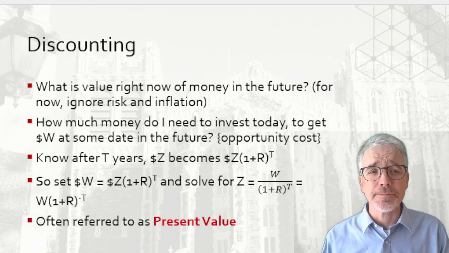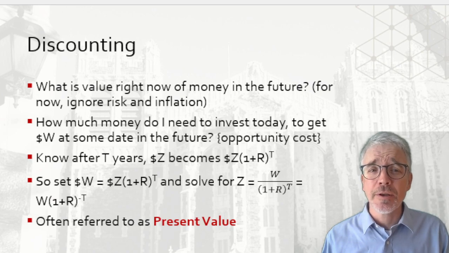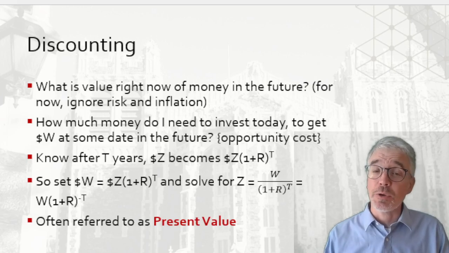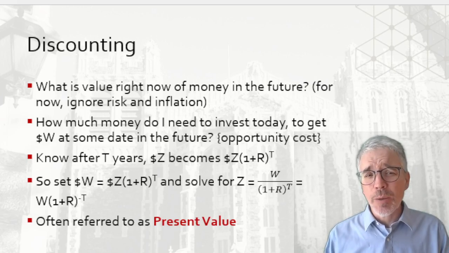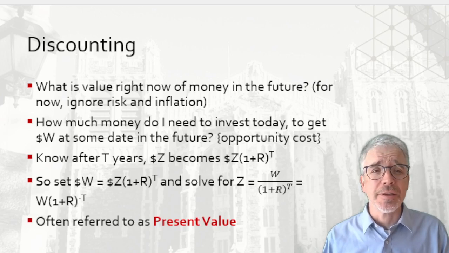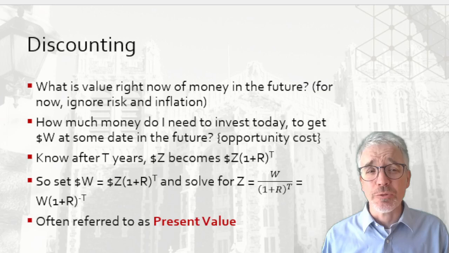How much money do I need today to invest at some interest rate to get some W dollars at some date in the future? Now, from basic micro, the value of something is the opportunity cost. What do I have to give up in order to get something? In a simple case, if I can put $100 in the bank today at a 3% interest rate and get $103 in 1 year, then the value of $103 in 1 year is $100 today, because that's how much money I have to give up right now in order to get $103 in the future. That's why we call it discounting, because the value goes down. $1 in the future is worth less than $1 today, because of opportunity cost, because of interest rates.